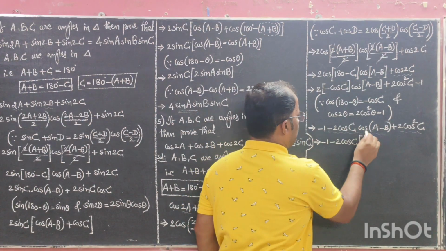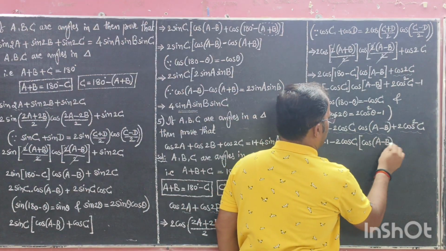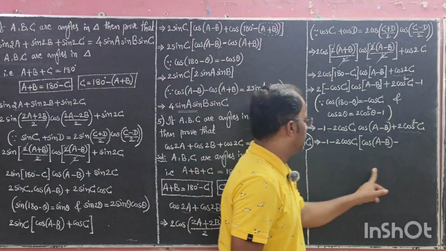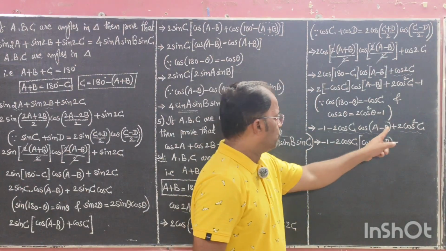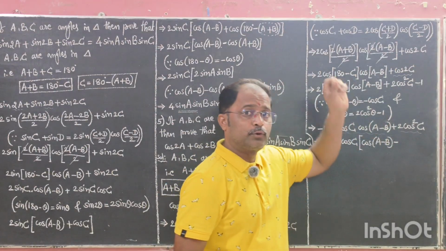Minus 2 cos C common means what is remaining? Cos of A minus B. And from this, minus common means the remaining is 1 minus, because minus into minus is plus. 2 is completed as common, cos C common is completed, but we have here cos square C.